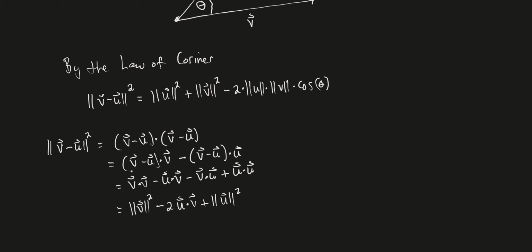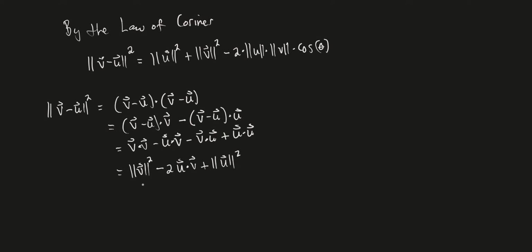So let's plug it back in and see what happens. What I'm going to do is take this and replace this. All right? So therefore, what do we have? I'm going to write the magnitude of v squared minus 2 u dot v plus the magnitude of u squared, and then write down what I have here.